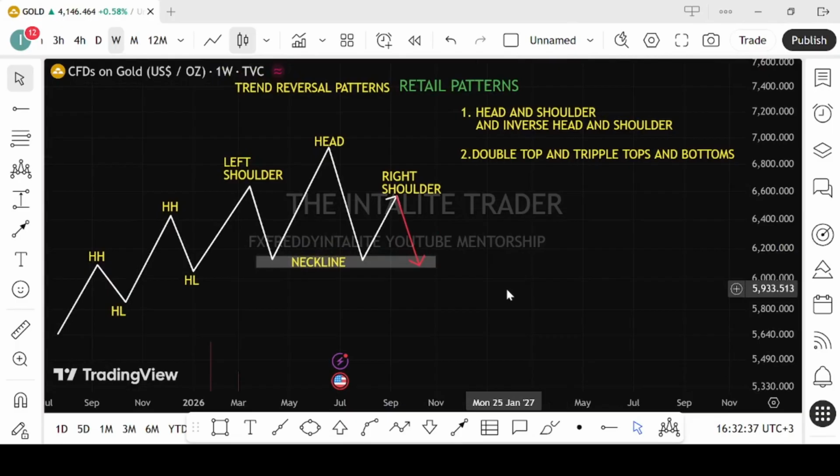You need to know that we use them when they form at a key level. We want to see these patterns form at a key level. It could be support and resistance. It could be supply and demand. And in the future, I'll teach you about market manipulations.